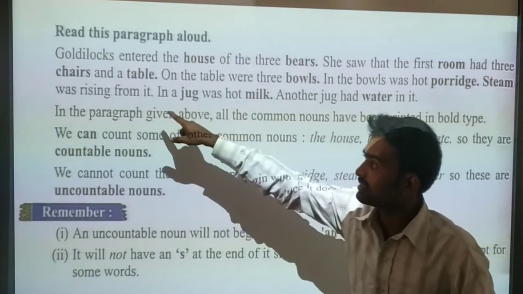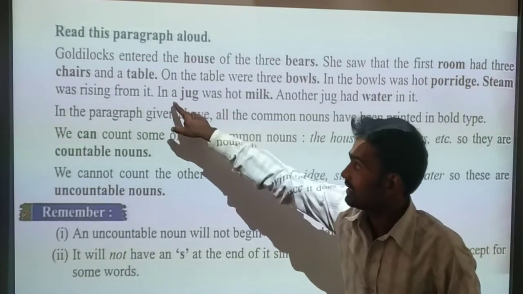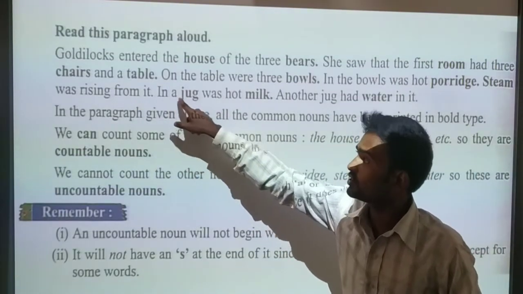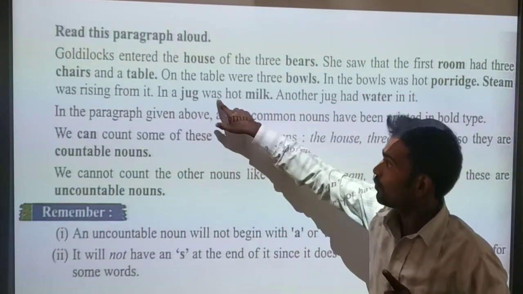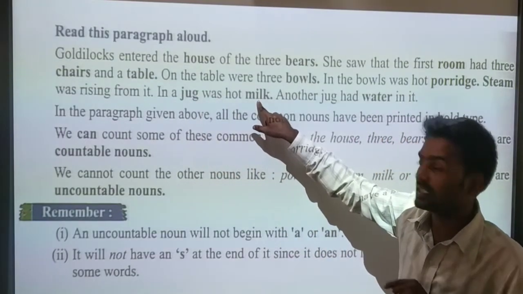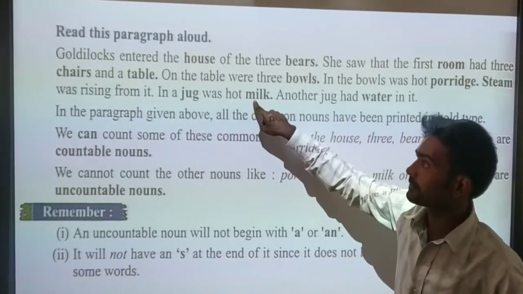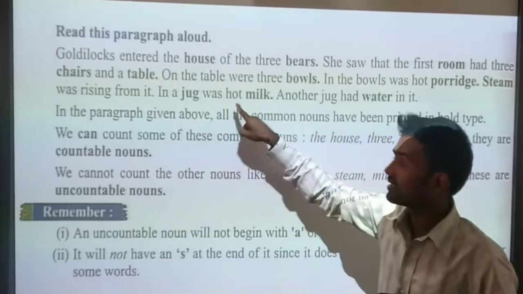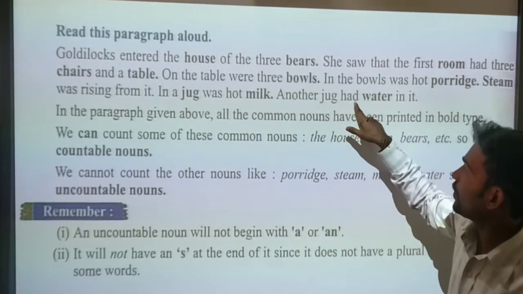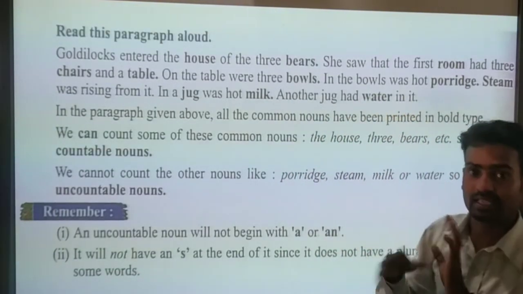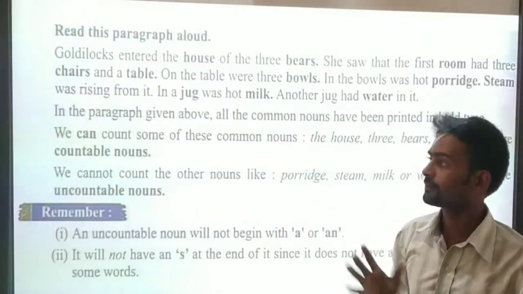Steam was rising from it. In a jug. A jug means 1 jug. In a jug was hot milk. As I was telling, milk. Hot milk. Right? In a jug, they had hot milk. Another jug had water in it. In another jug, they had water in it.